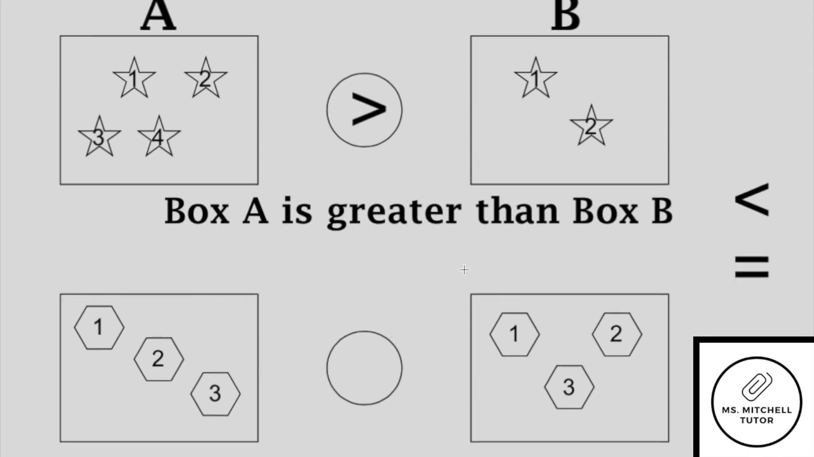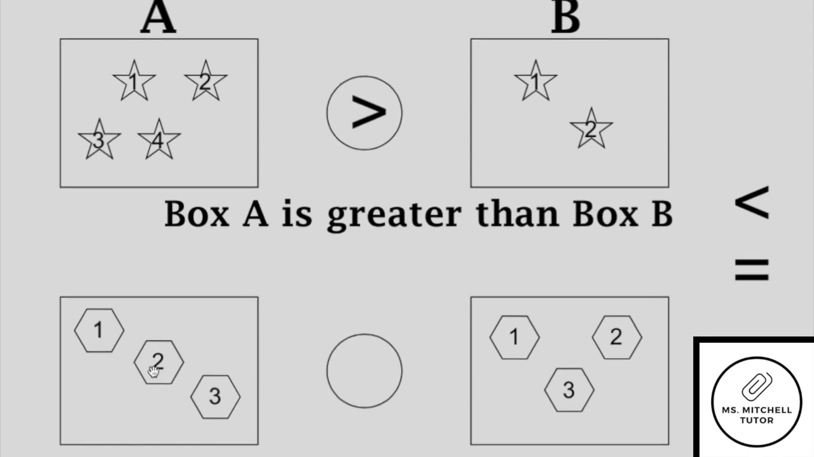Let's do the next set together. After counting and labeling, I noticed that box A had 3 octagons and box B had 3 octagons. I know that 3 and 3 are the same number, so they both have the same amount. I will choose the equal sign to show that both amounts are the same.